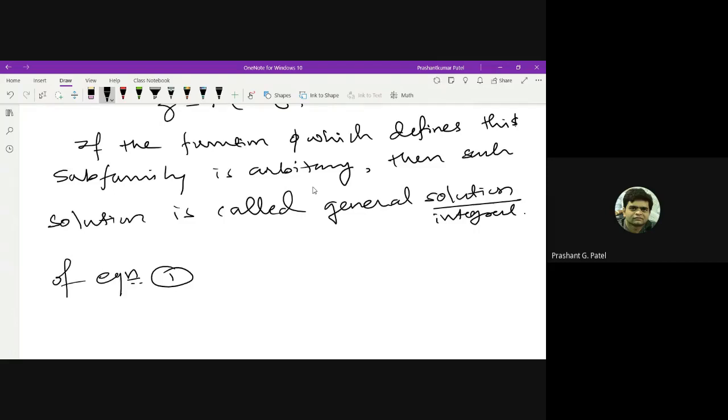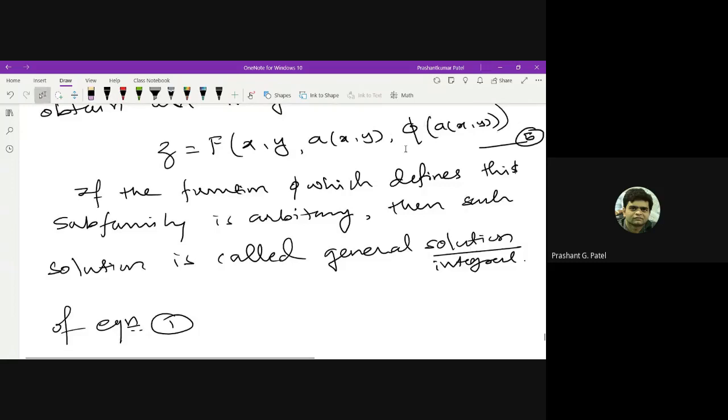And when a particular function phi is used, we obtain a particular solution of the PDE; a different choice of phi leads to different particular solutions. That is another class, known as a particular solution. Particular solution means you have to choose a particular value. So if you choose phi as some particular function here, you will have a particular solution.